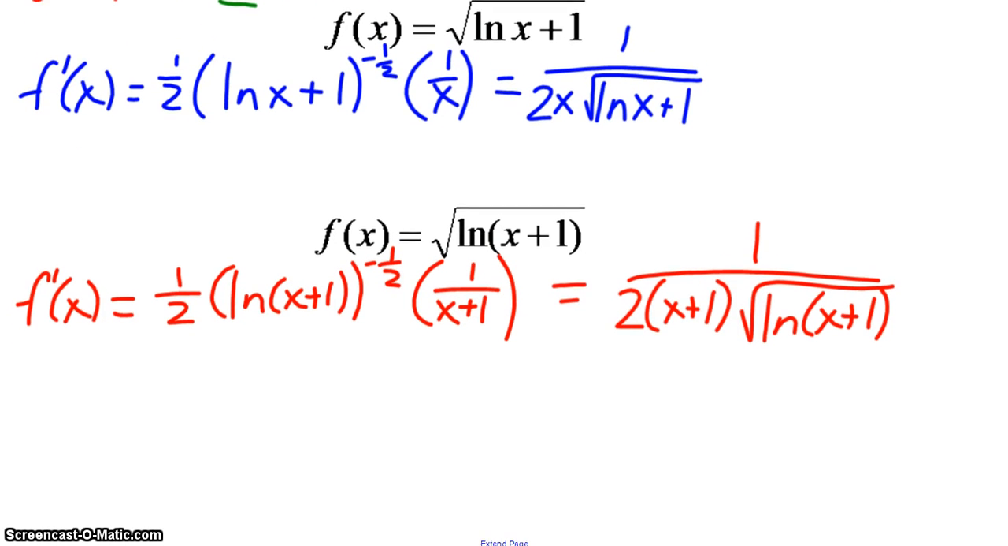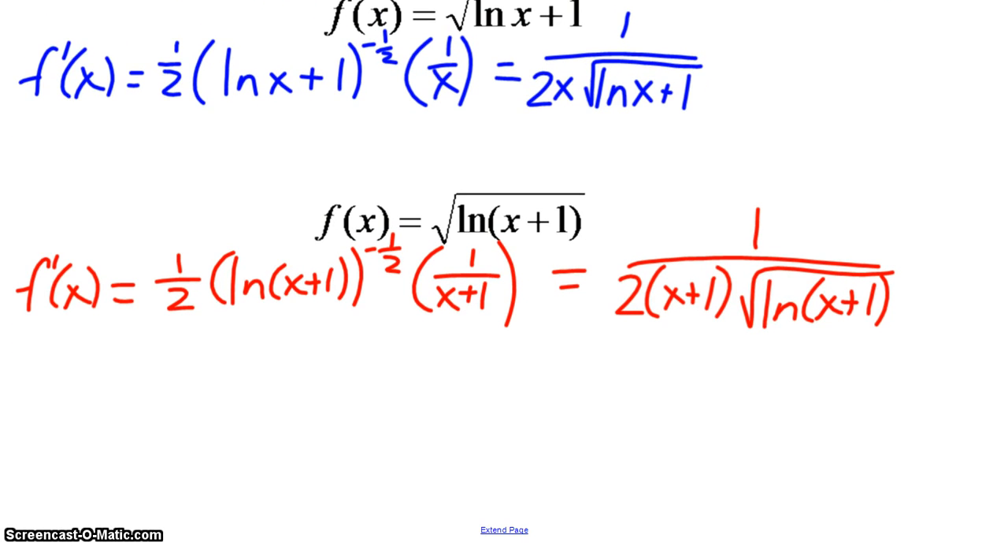For the third one, since the x plus 1 is with the natural log, we start out the same way, but now when we take the derivative of the inside, instead of getting 1 over x, we get 1 over x plus 1. So it's almost the same, but we end up with a derivative of 1 over 2 times the quantity x plus 1 times the square root of the natural log of the quantity x plus 1.